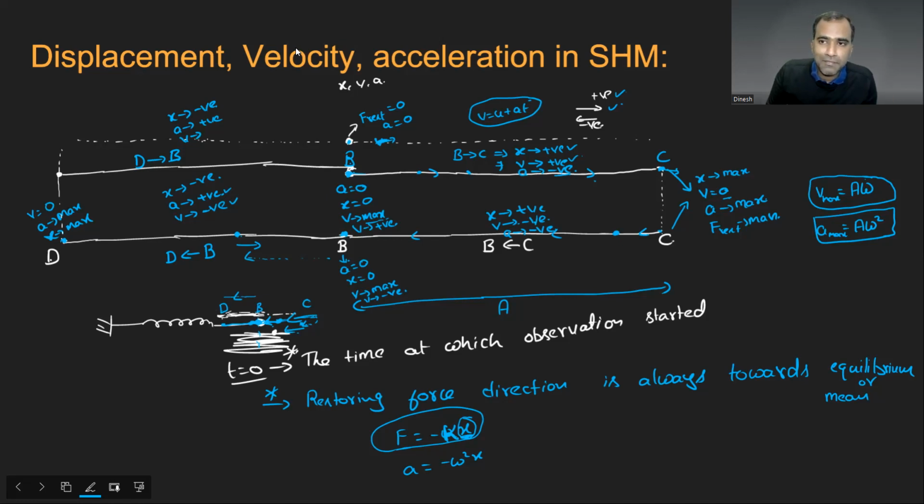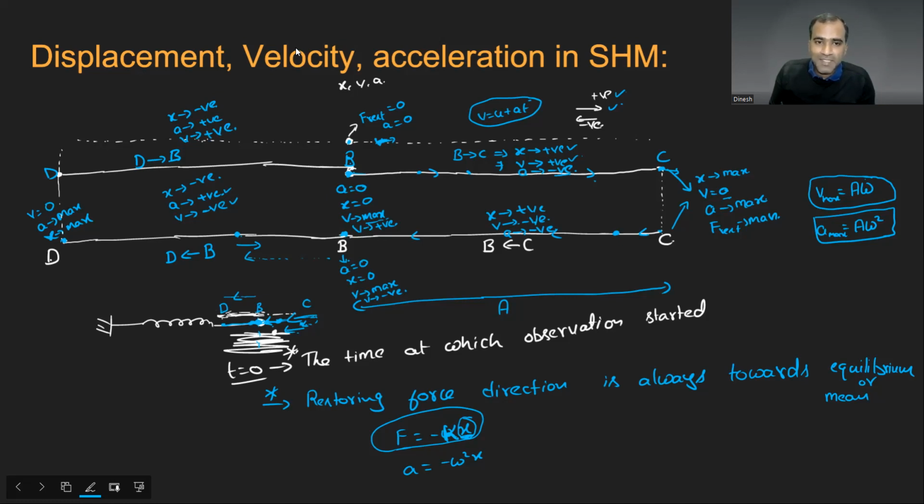Velocity. Positive. It is traveling from D to B. As you travel from D to B, you're traveling towards the right side direction. Though you're on the left side of equilibrium, you are traveling towards right. Right side direction, we have taken it as positive. So velocity is positive.